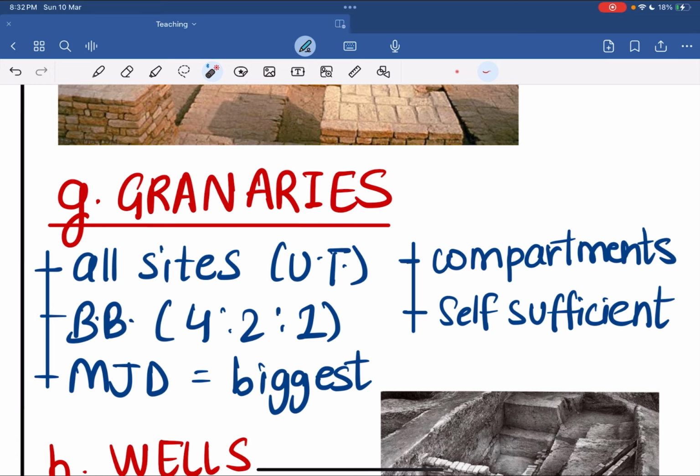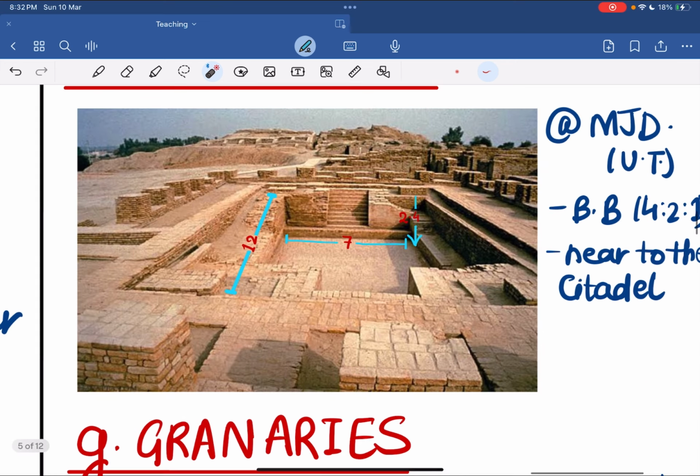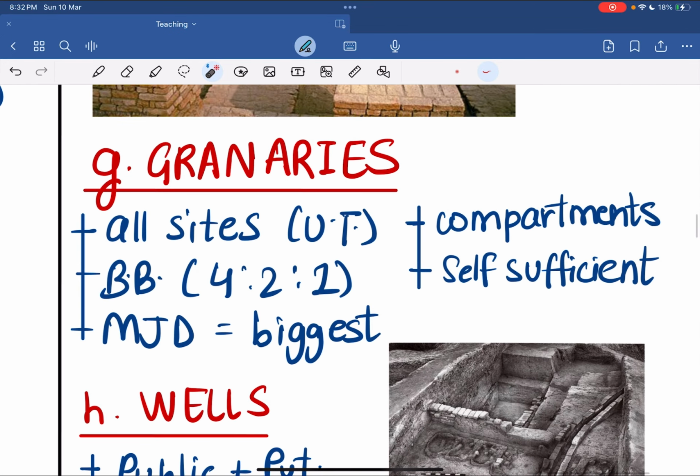एंड माइंड इट, हरप्पन्स न्यू how to produce both rabi and kharif crops. We'll look into the crops that they grew, but इन्हें पता सब थे. The biggest granary that we found is again at Mohenjo-daro. ग्रेट बाथ भी मोहनजोदारो में था, ग्रैनरीज भी मोहनजोदारो में. सबसे बड़ी वाली ग्रैनरी जो है वो मोहनजोदारो में है.